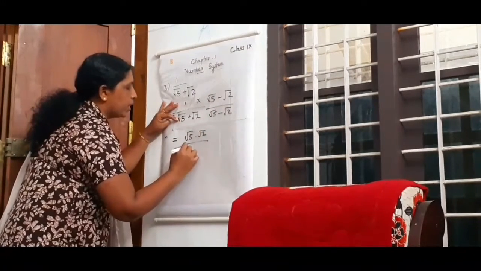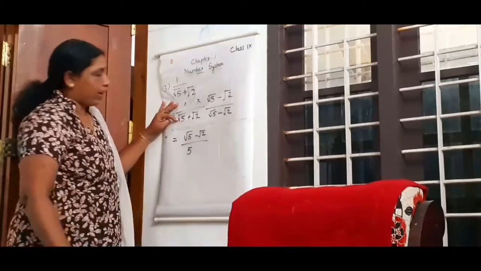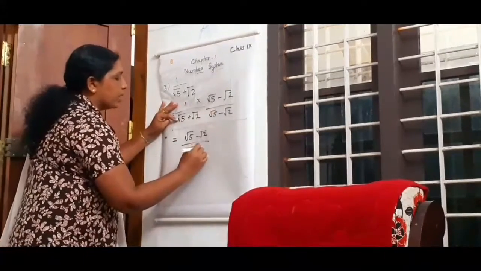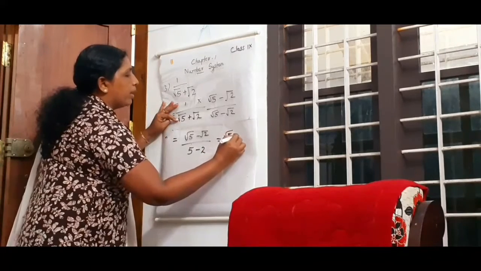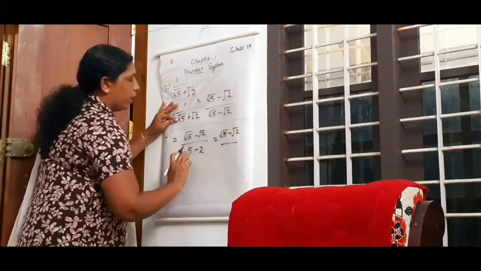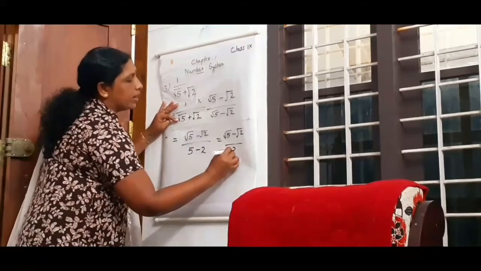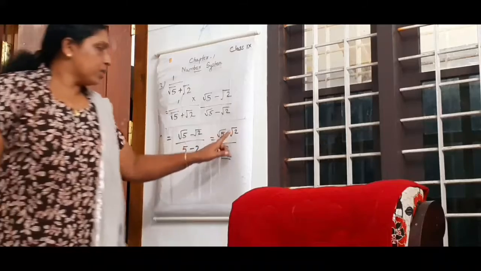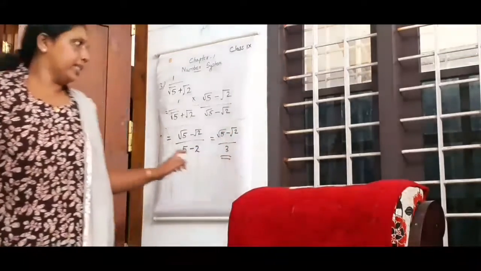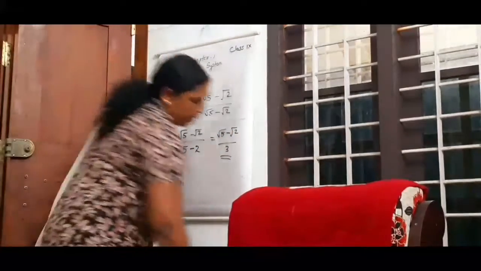A squared is root 5 squared, that is 5. Root 2 squared is 2. So the answer is root 5 minus root 2 divided by 5 minus 2, which is 3. Root 5 minus root 2 by 3. That is the answer. Now we can do another question.